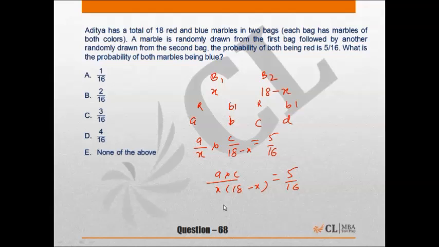Now suppose A into C is equal to 5y and X into 18 minus X is 16y, where y is a constant. One thing can also be noted, that the value of X has to be more than or equal to 2 and less than or equal to 16. Similarly, the value of 18 minus X will also be greater than or equal to 2 and less than or equal to 16.